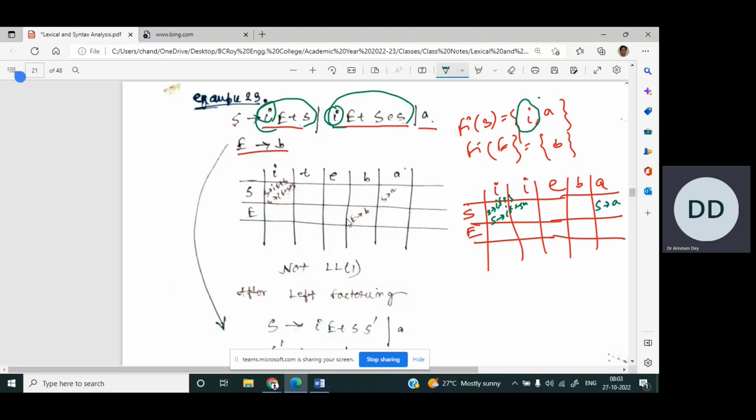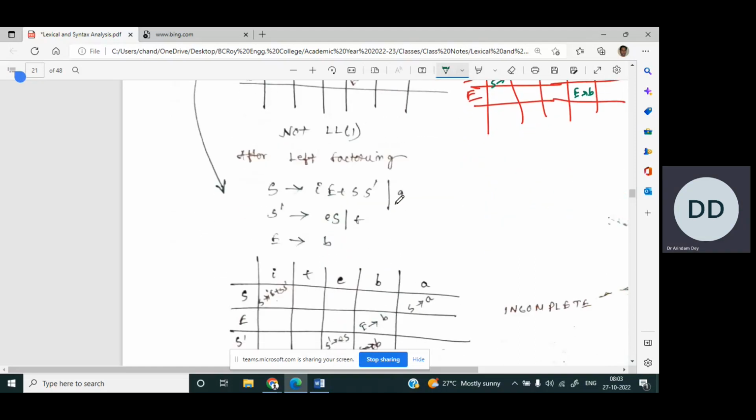For E also we can fill the cells: E to b will be there. E is not creating any problem, but S is creating a problem. Why? Because double entries are there in a cell, the corresponding cell S and i, right?